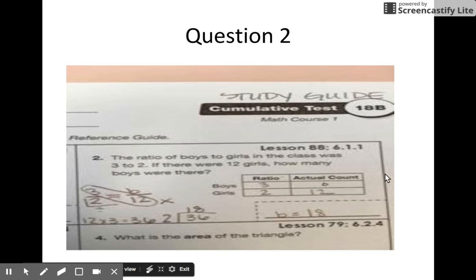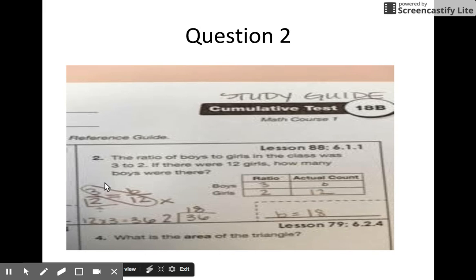40. Question 2. The ratio of boys to girls in the class was 3:2. If there were 12 girls, how many boys were there? Before we begin to work this problem out, you need to fill out the ratio box. The ratio of boys to girls was 3:2, and the problem tells us that there were 12 actual girls. So we are looking for how many actual boys there are.